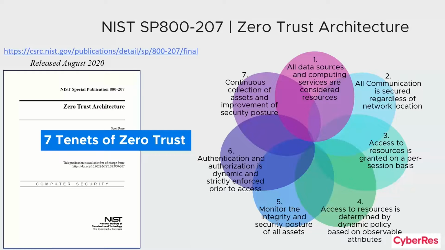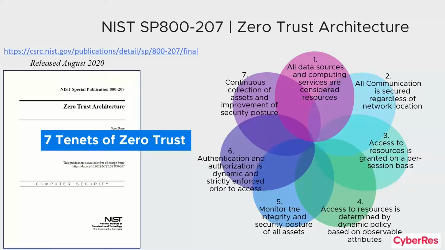You should have a very dynamic policy based on observable attributes: attributes about the data, attributes about the user, attributes about the method, etc. Tenet 5, you should be able to monitor the integrity and security posture of all the assets. These days of set it and forget it security policies are gone. You have to be able to ascertain if your policies are doing what you thought they were going to do, and if they need to be tweaked over time.